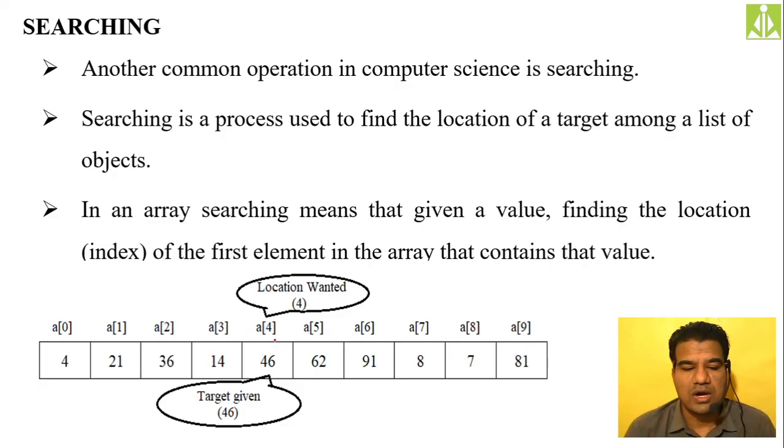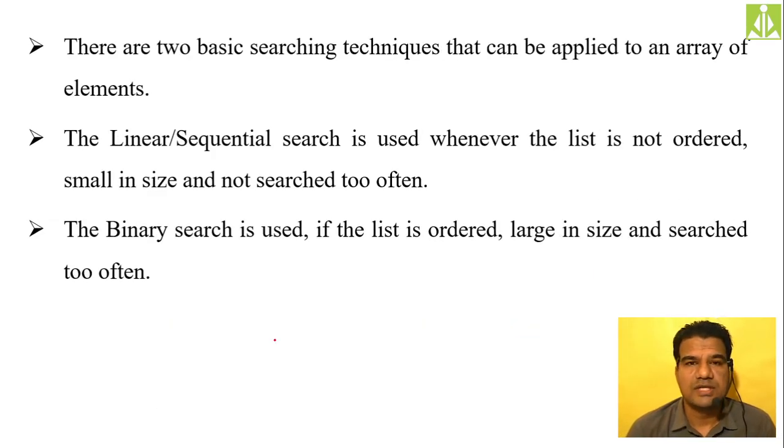After this, we said there are two basic searching techniques through which we perform the search operation: the linear sequential search and the binary search. The linear sequential search is very easy. All the elements will be searched. Whatever element we are looking for, it will be searched in a linear sequential fashion.